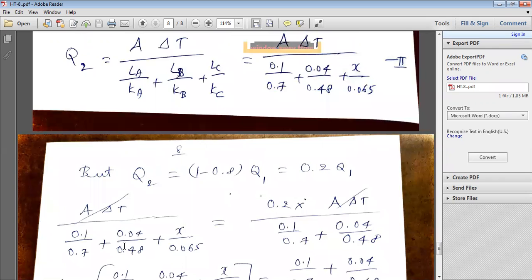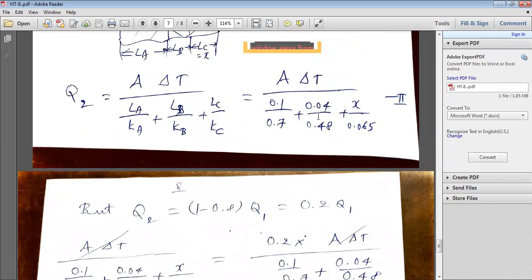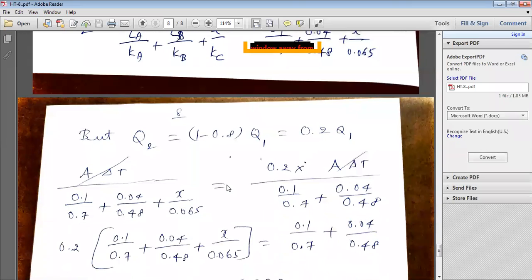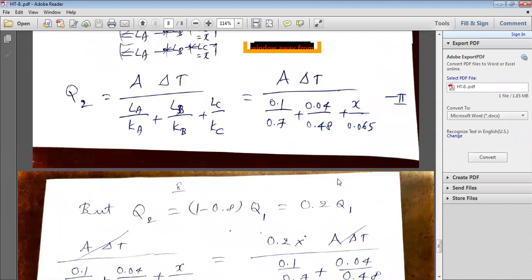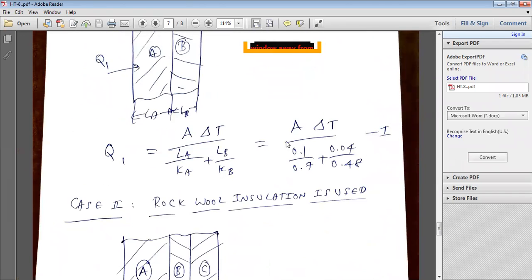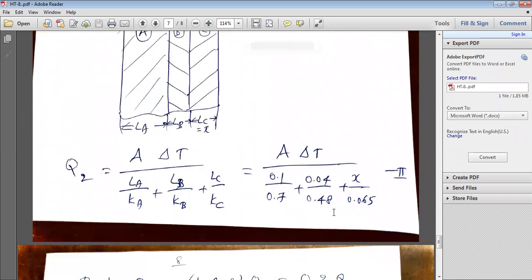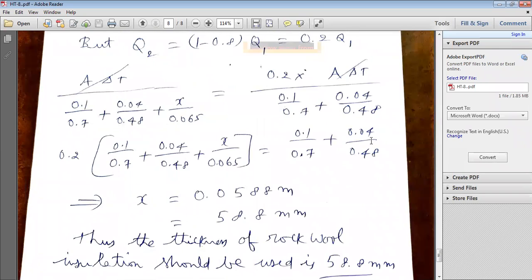0.1 by 0.7 plus 0.04 by 0.48 plus x by 0.065. That is equal to 0.2 times Q1. But what is the Q1 value? This one: A into delta T divided by 0.1 by 0.7 plus 0.04 divided by 0.48.